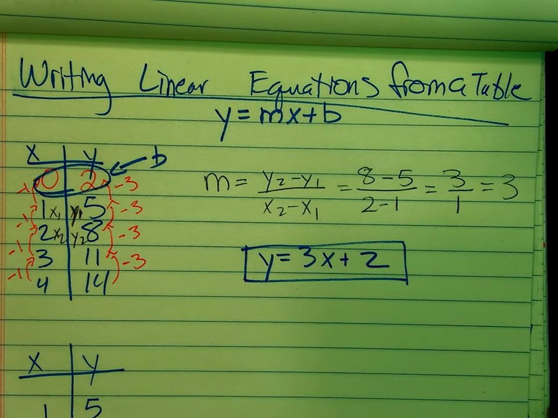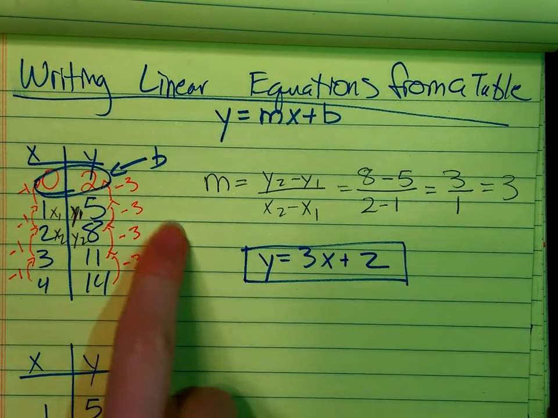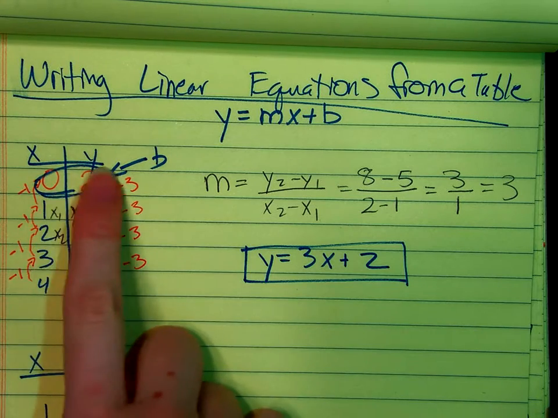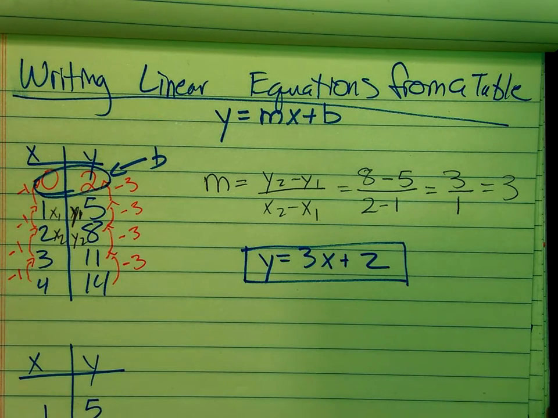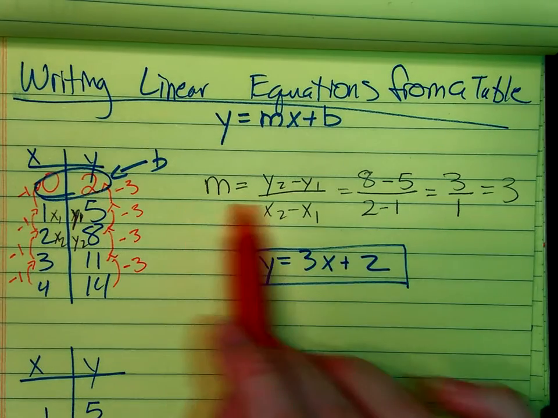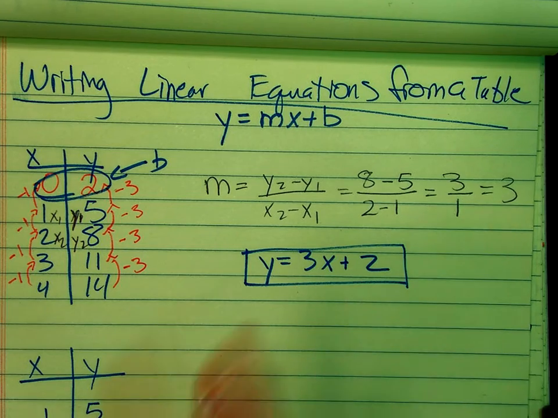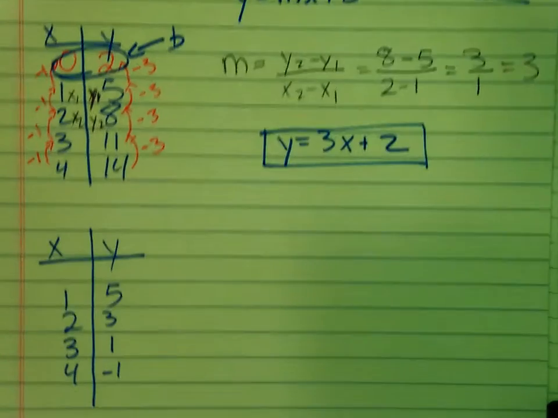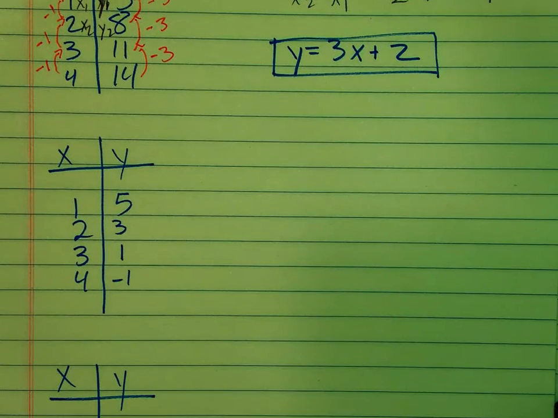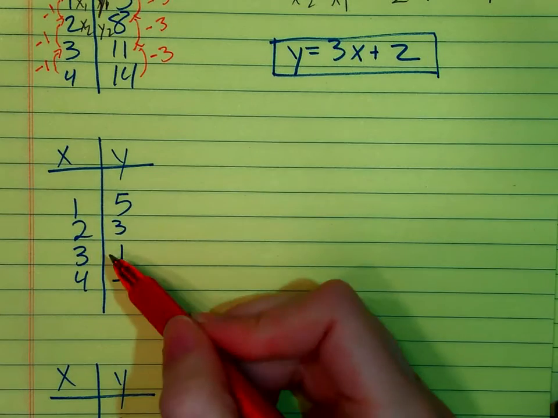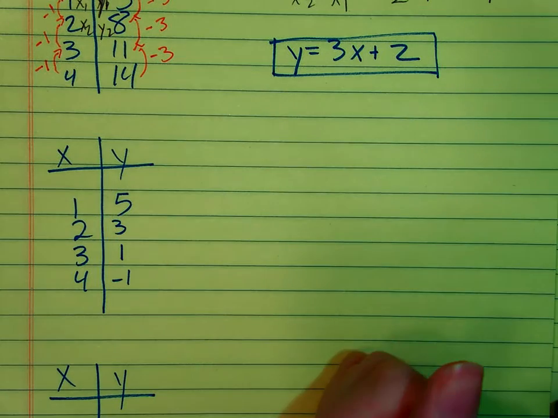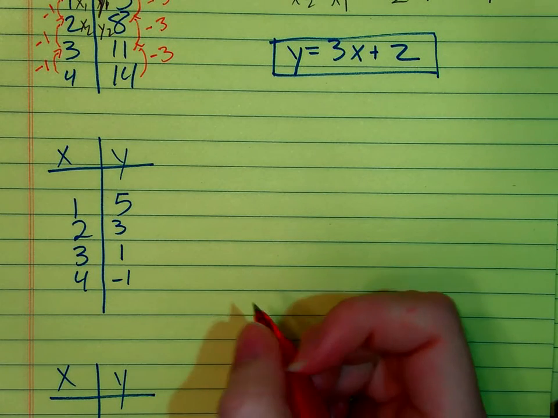To recap, I used my table to figure out the pattern and figure out what my y-intercept should be. Then I can go ahead and calculate my slope just the normal way. Alright, let's try this with a different example. Now go ahead and pause the video. I want you to try this example on your own.